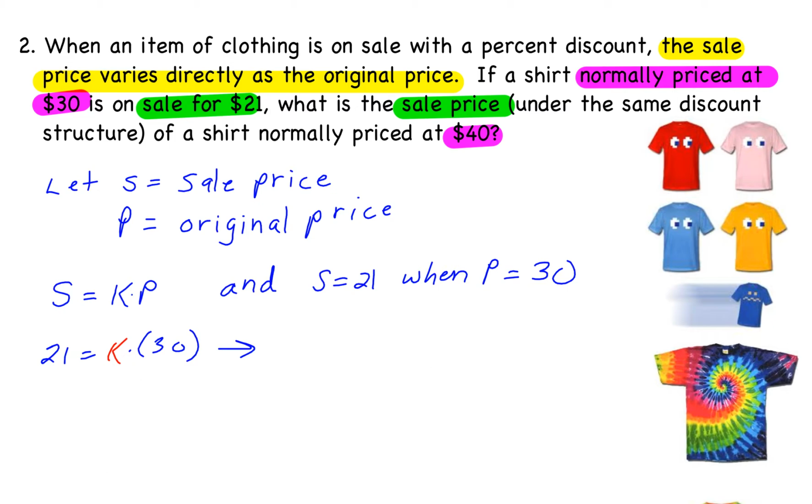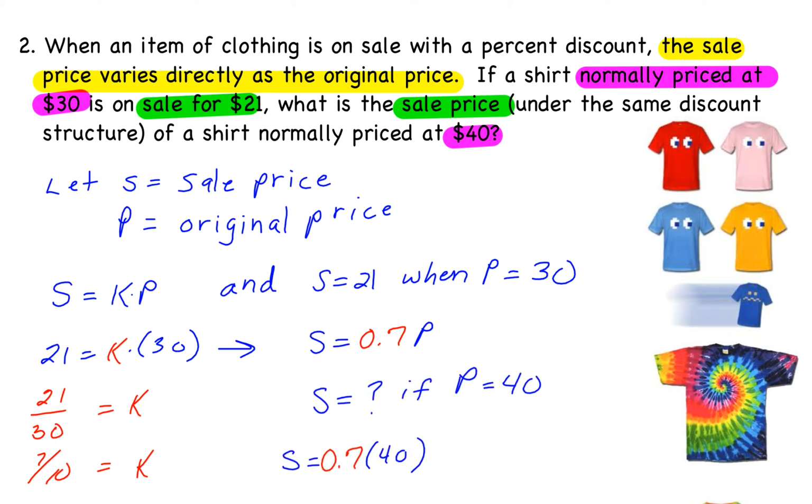We can solve that then for k by dividing both sides by 30. So k is 21 over 30, and if you divide that out, you get 7/10, which in decimal is 0.7. So we always plug that back in for k and rewrite the equation. So S equals 0.7 times P. So now we can solve the second equation. It says, what is the sale price? We're looking for S if we plug in P equals 40.